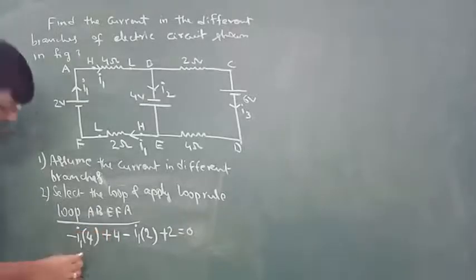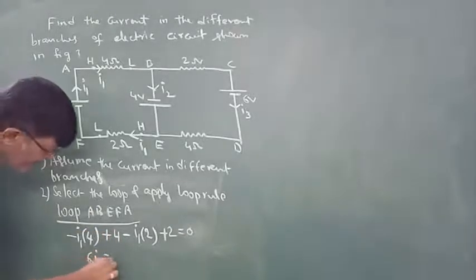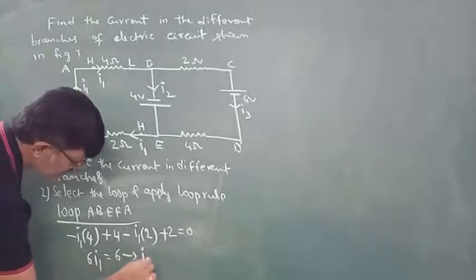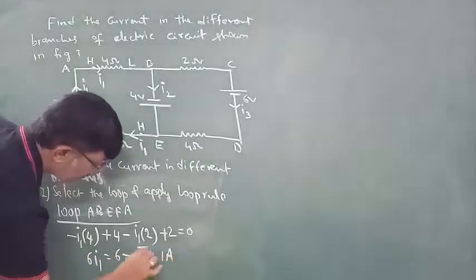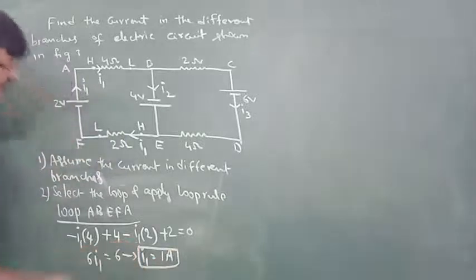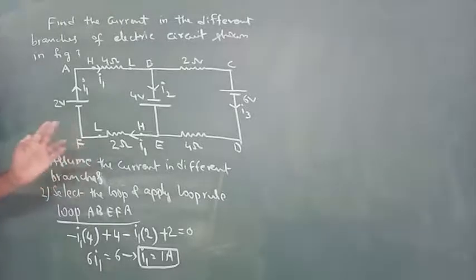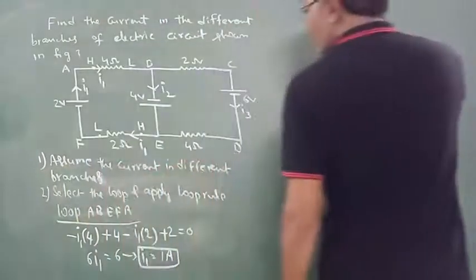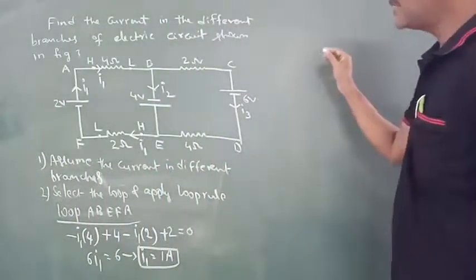Therefore 6I1 is equal to 6. So I1 is equal to 1 ampere. Next, to find I2 and I3, let us apply loop rule now to the loop BCDEB.